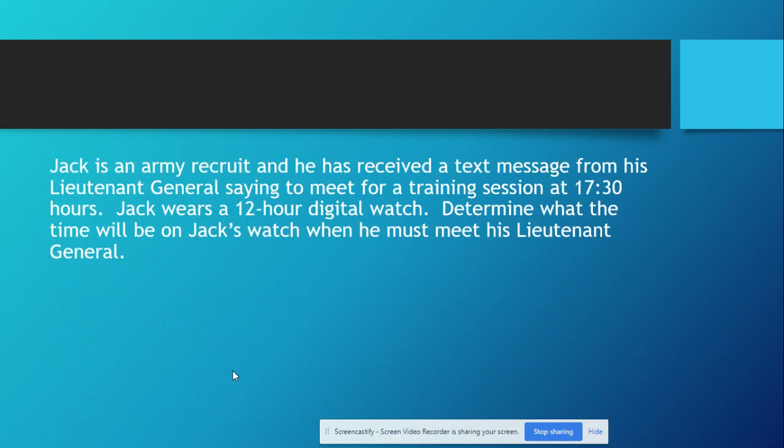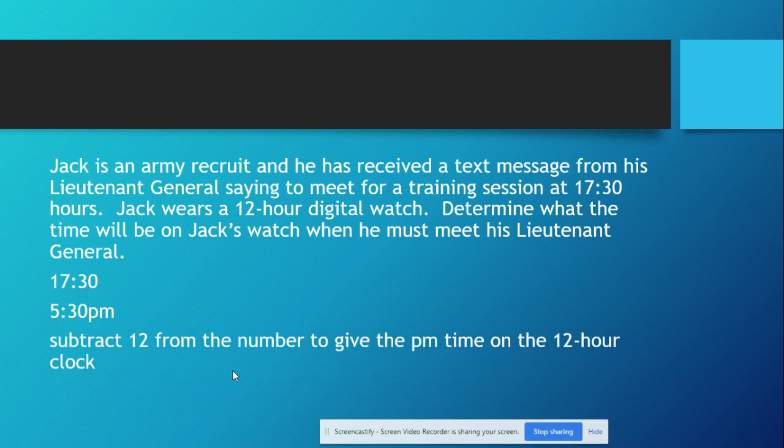Jack is an army recruit and he's received a text message from his lieutenant general saying to meet for a training session at 17:30 hours. He wears a 12-hour digital watch. So his watch says AM or PM. Determine what time will be on Jack's watch when he must meet his lieutenant general. So if it's AM or PM time, what will it be? That is the afternoon. So it will be 17:30, which we change to 5:30 p.m. We take 12 away from the number to give you the 12-hour clock.